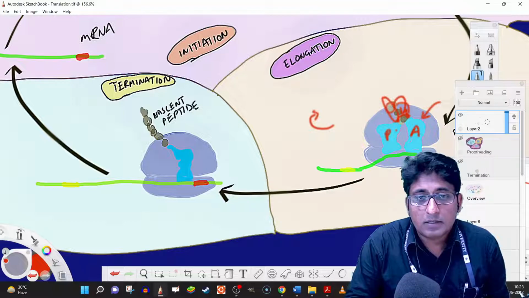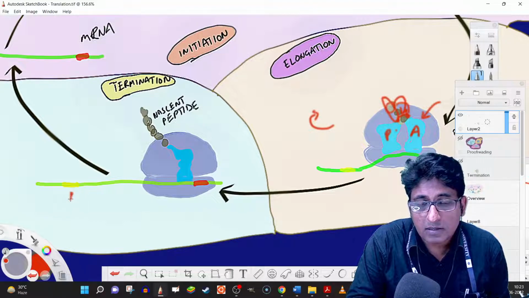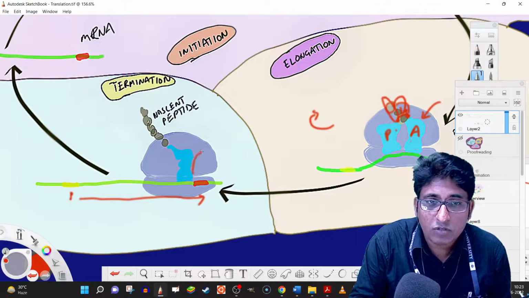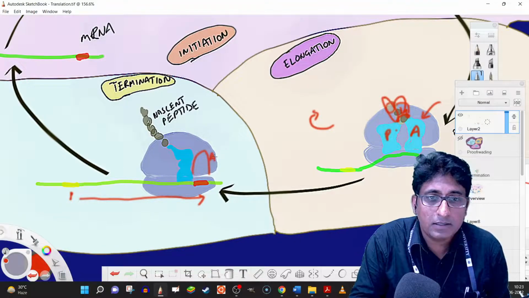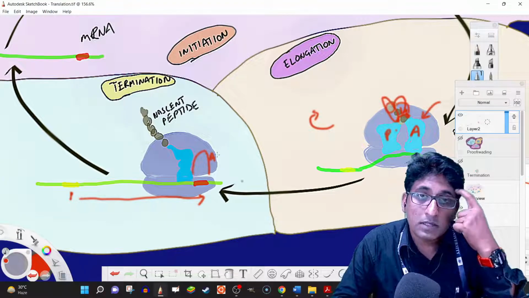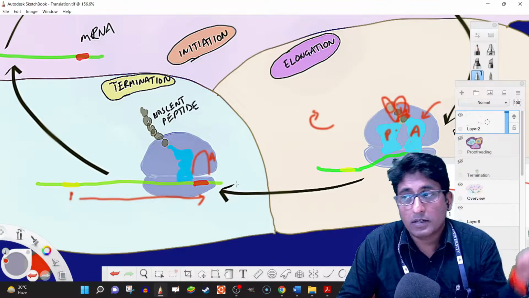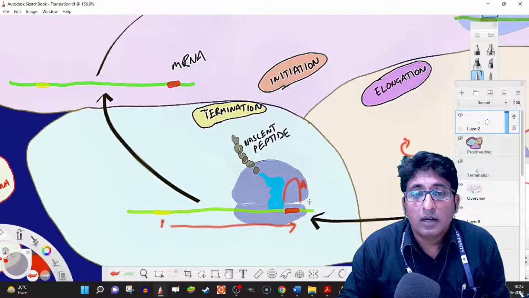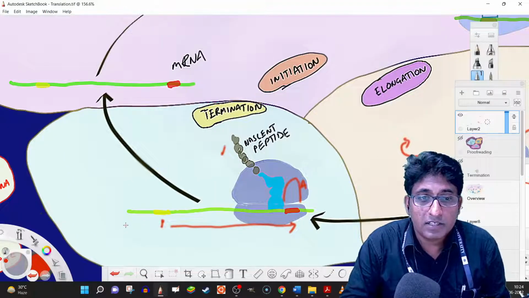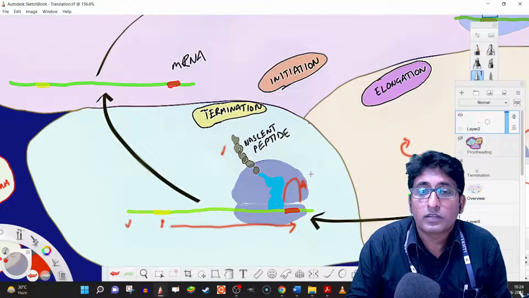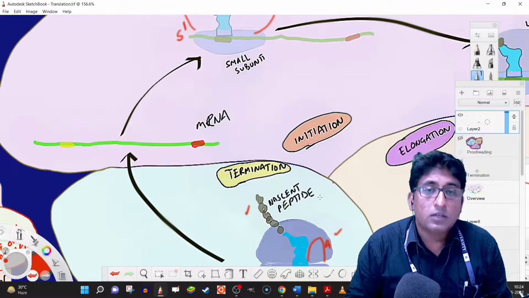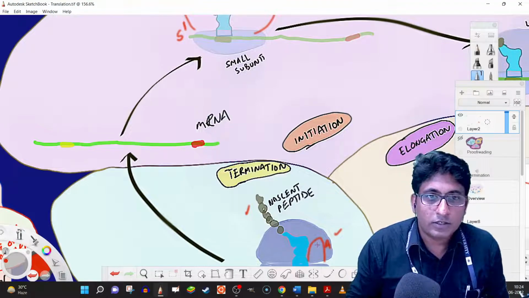At the end, when the ribosome has started at the start codon and has reached the stop codon, when we have a stop codon at the A site, then there is no corresponding tRNA to recognize the stop codon. There we have release factors which will bind here and will release the nascent peptide, will release the mRNA, and also will release the ribosomal subunits, so that new rounds of translation can occur.